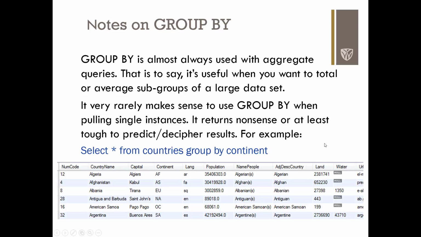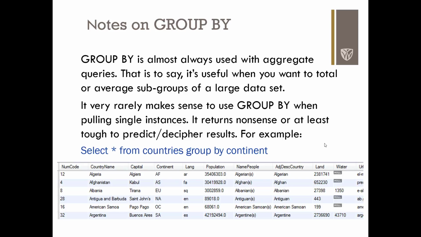We almost always use group by with aggregate queries. Basically, if we've got a total list, as I mentioned before, of customers or countries or shares or whatever it might be, we typically might want to do some kind of calculation or computation or aggregate function on the entire group, or we might want to do it on a subgroup.